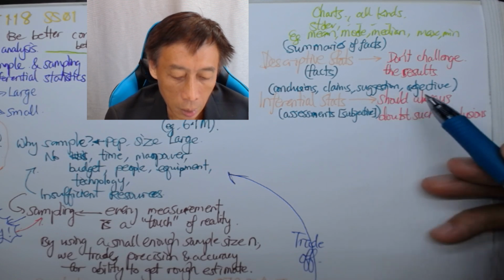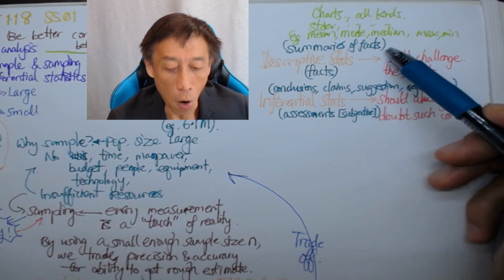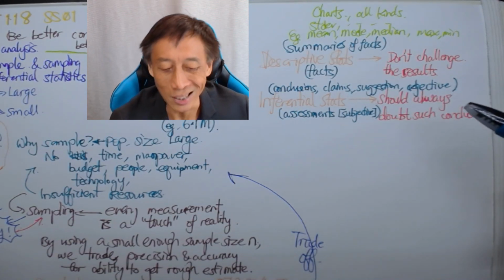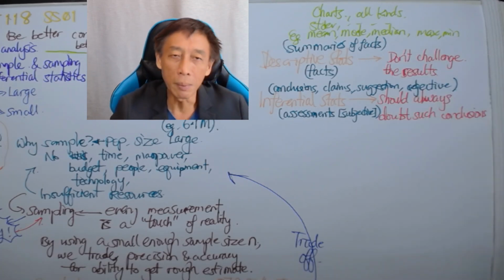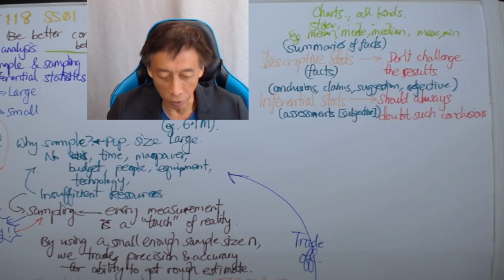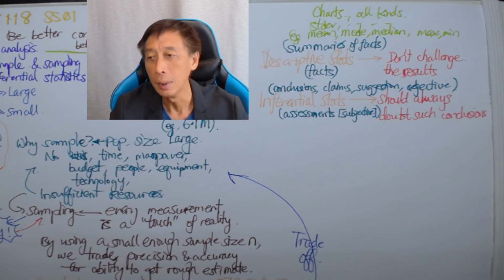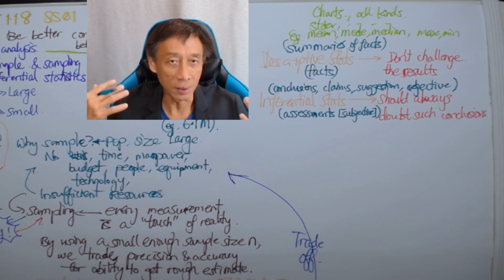So, let me give you an example. We talk so much about descriptive and inferential statistics. What form do they take in reality? Summaries of facts are descriptive in nature. Conclusions, claims, suggestions, and all the adjectives are inferential in nature. So here is an example. Class A and Class B students take the same test.